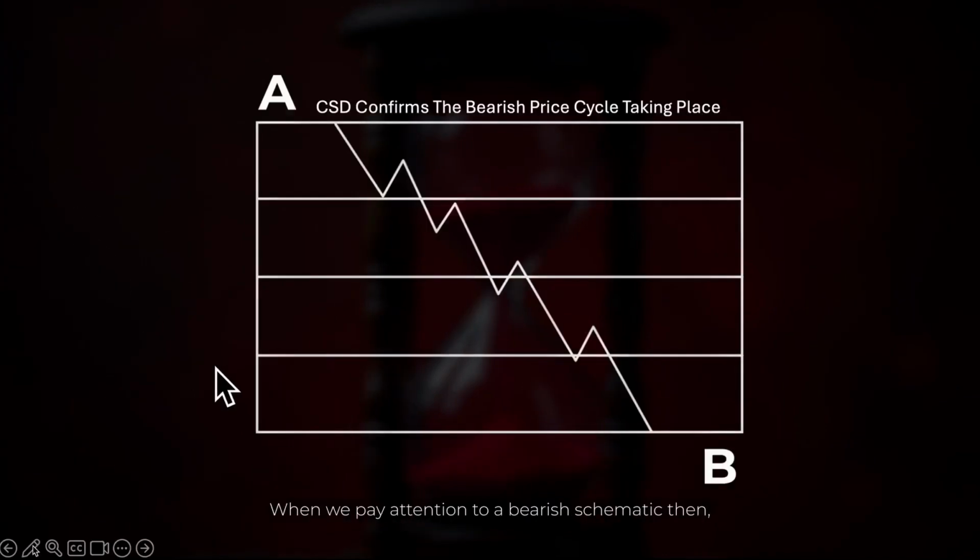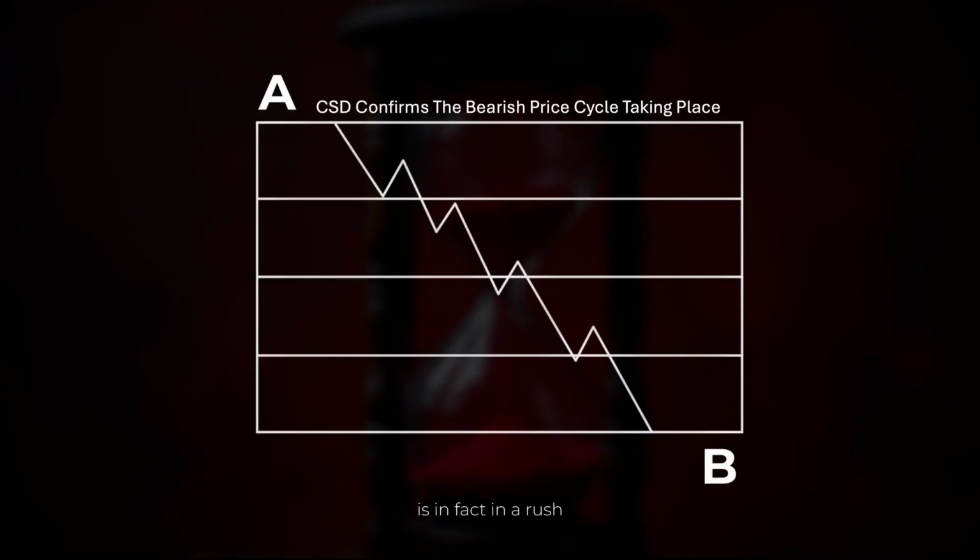When we pay attention to a bearish schematic, what I would like you to understand is that a CSD confirms the bearish price cycle taking place as well, where I can see that the market is drawn from point A to point B, which is below here. What the bearish change in the state of delivery shows us is that the market is in fact in a rush to draw towards sell side liquidity next.